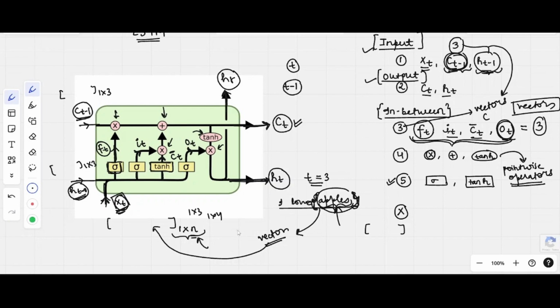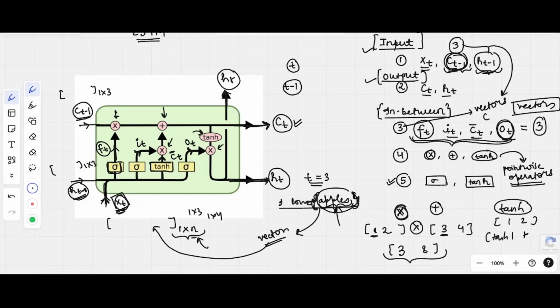We take two vectors here, let's say 1, 2 and 3, 4. Then this is pointwise multiplication. We take every element and multiply it with the corresponding element of the other vector. So 1 cross 3 is 3, 2 cross 4 is 8. This is what the output of pointwise multiplication will be. Similarly, pointwise addition will be element-wise addition. Then tanh is applicable on a single vector. Let's say I pick 1 and 2, then pointwise tanh on this vector will be tanh of 1, tanh of 2. So these are nothing but pointwise operators that are applicable on vectors.